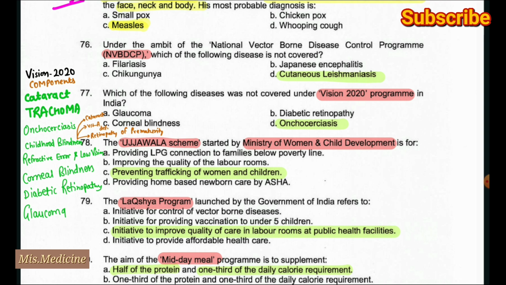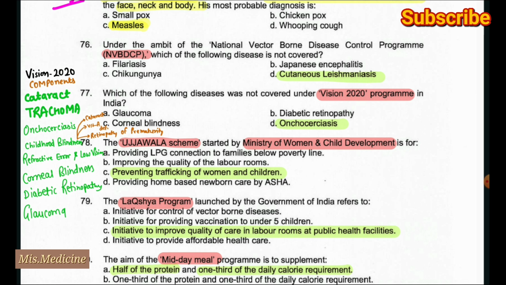Okay, so there are some components which we can see in Vision 2020. It includes cataract, trachoma, onchocerciasis, childhood blindness, refractive error and low vision, corneal blindness, diabetic retinopathy, and glaucoma. Next question: the Ujjawala scheme, started by the Ministry of Women and Child Development, is for preventing trafficking of women and children. Ujjala is for light and Ujjwala is LPG.